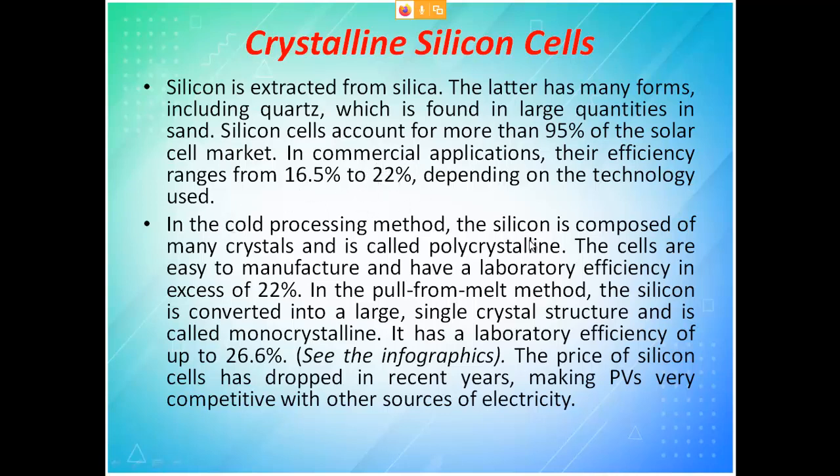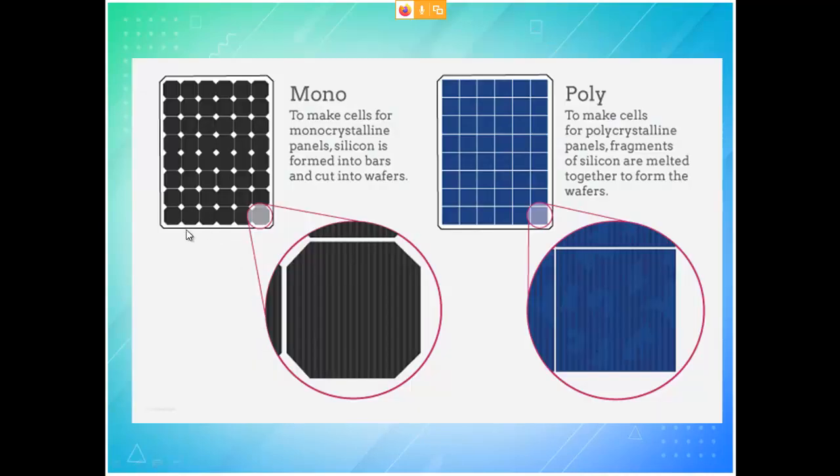In the casting method, silica is composed of many crystals and it is called polycrystalline. The cells are easy to manufacture and have a laboratory efficiency of 25, whereas commercially it is less. So if the laboratory figure is 22, then commercial will be slightly less. This is called monocrystalline, this is called polycrystalline. From the color itself you can identify. This will have only a single color, whereas you can see some patches here.